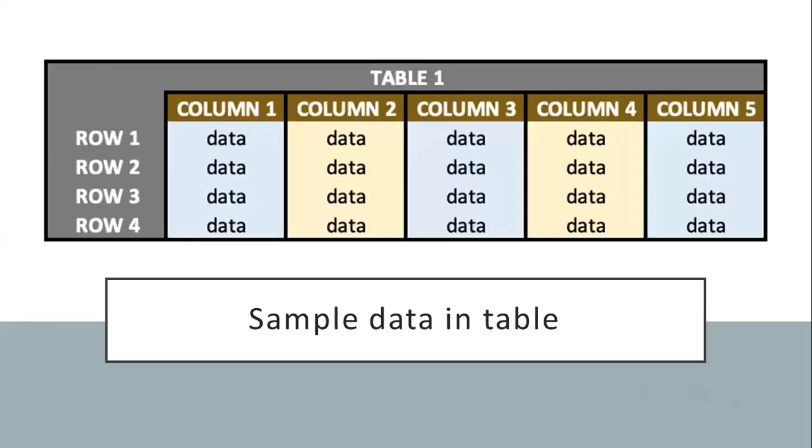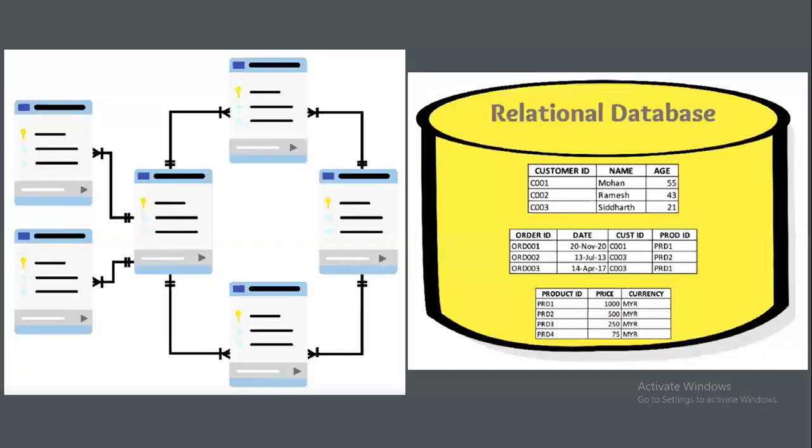Next, this is one sample structure of the data in a table. Table one, row one, row two, etc. Column one, column two, column three, and so on. The data is stored like this. This is one sample format of rows and columns. SQL stores the data using tables.